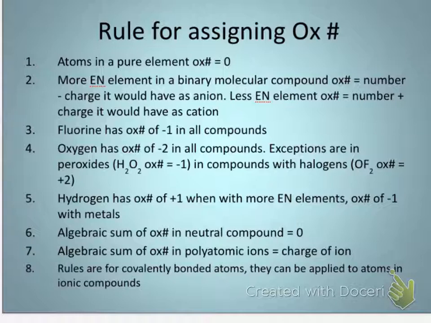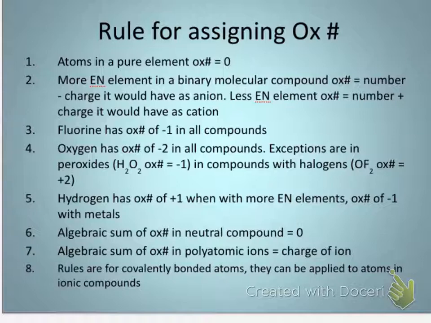These are in your book. These are in your notes. These are on your ion reference. Remember that oxidation number refers to how electrons are being shared. If it's a pure element, if it's just an individual atom of anything, they're not being shared. The oxidation number is 0. Pure elements have oxidation numbers of 0.